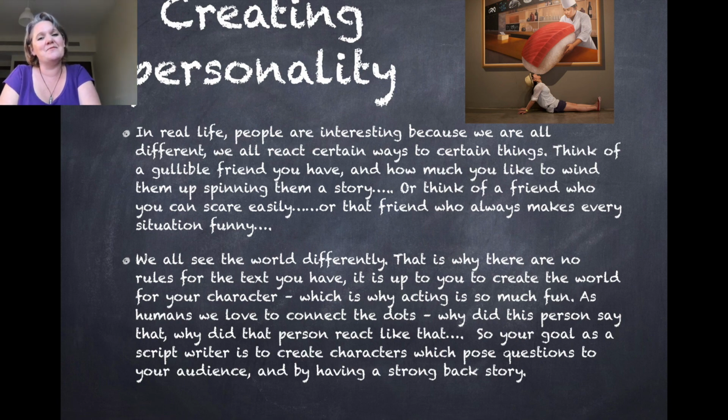So think about how much and how easy it is to wind them up. And you'll always have a friend who loves winding them up as well and spinning them a story. Or think of a friend who scares really easily. Or that friend who always makes every situation really funny. So think about all of these things. These are character traits. These are really interesting characters that we can use when we're creating stories, and when we're bringing these characters to life within the stories. So we all see the world differently, and that's why there's no rules for the test you have. It's up to you to create the world for your characters.